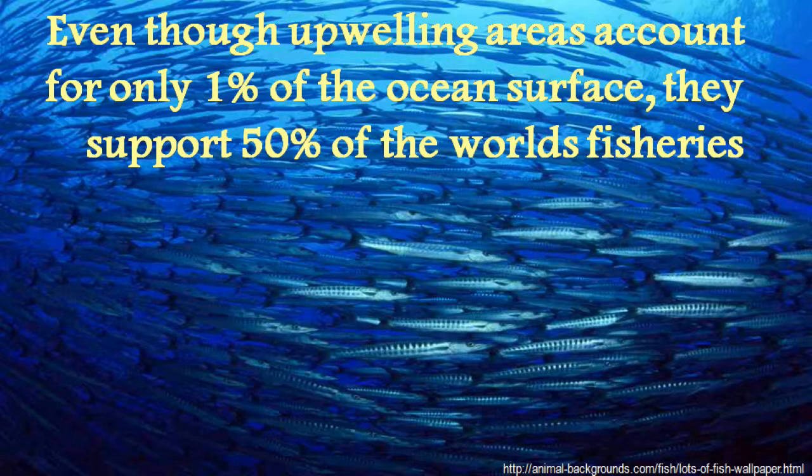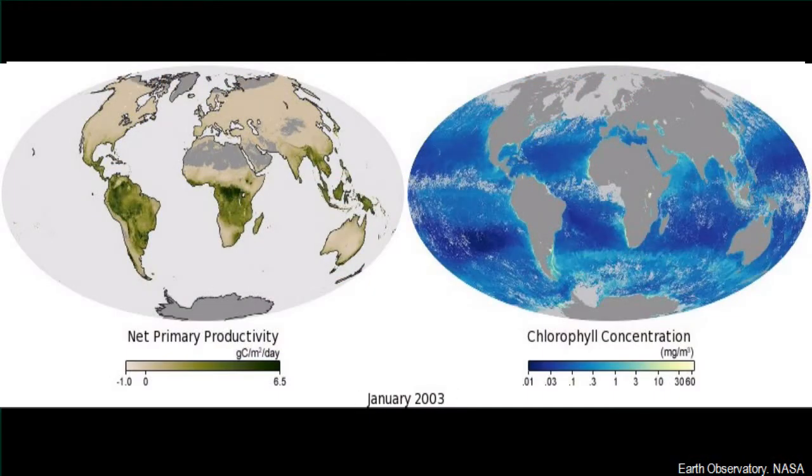So upwelling areas are quite important globally, because even though upwelling areas account for only 1% of the ocean surface, they support 50% of the world's fisheries. So they're very key ecosystems in the oceans and for us humans, actually. I just want to show you a simulation showing you the changes in your primary production through time using the NASA satellites.